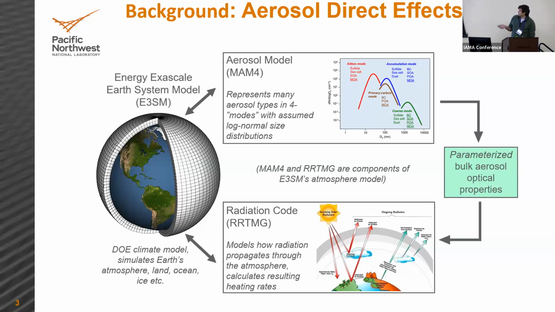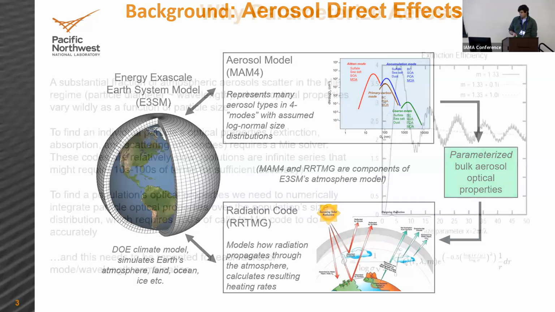MAM works by representing a number of different aerosol species that are grouped into, in this case, 4 different modes, where each mode has an assumed log-normal size distribution. Basically, every time the radiation code gets called, it needs to know information about the optical properties of the aerosol populations in each grid cell in the model. And this parameterization basically sits between MAM and the radiation code. So whenever the radiation code is called, this parameterization takes information about the aerosol populations currently represented by MAM and outputs estimates of the bulk optical properties of those populations that can then be used by the radiation code.